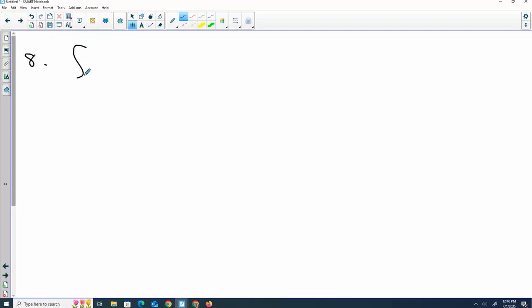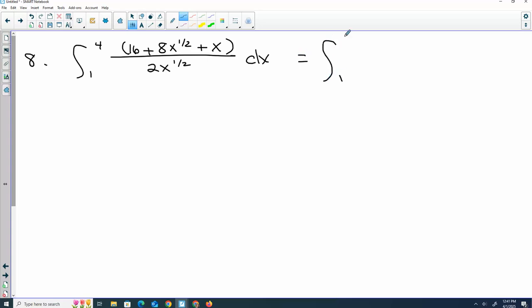Number 8, let's start by FOILing on the top. So if you do that, you get 4 plus the square root of x. Can I just go ahead and square those? So it would be 16 plus 8 radical x, or I'm going to write it as 8x to the 1/2. Plus the square root of x times the square root of x is just x. Okay, we can't do a quotient, so we have to go ahead and divide these. So 16 divided by 2x to the 1/2 would be 8x to the -1/2.